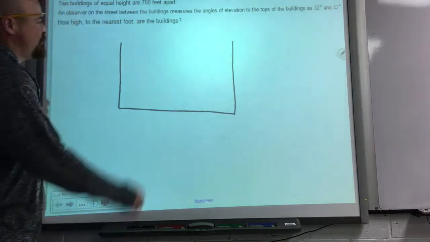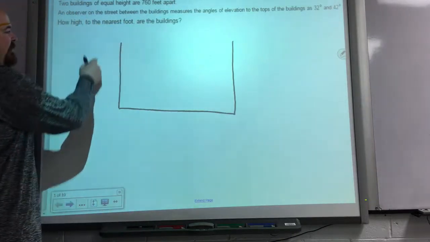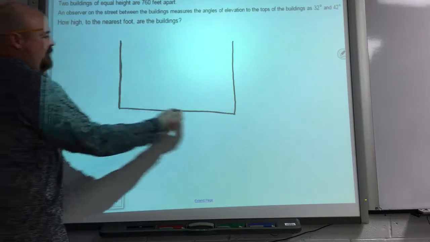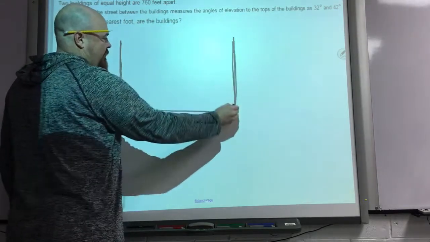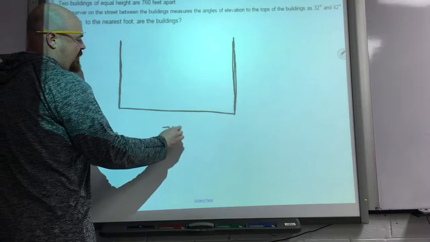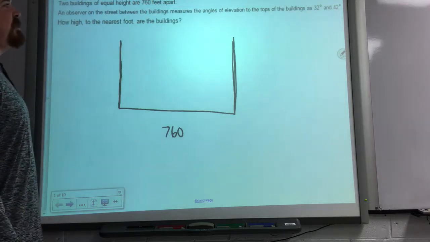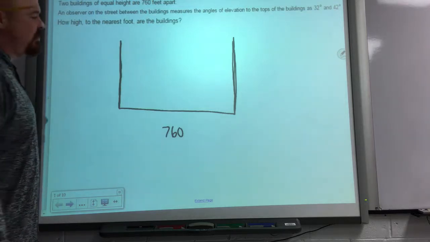Okay, here are my two buildings. I'm not going to draw these out. There's no point, because here's the edge of one of the buildings, here's the edge of the other building. They're 760 feet apart. An observer on the street between the buildings measures the angles of elevation to the tops of the buildings as 32 degrees and 42 degrees.